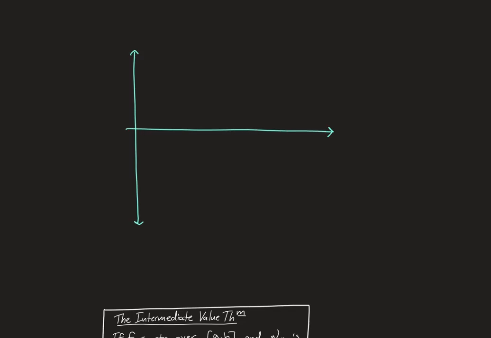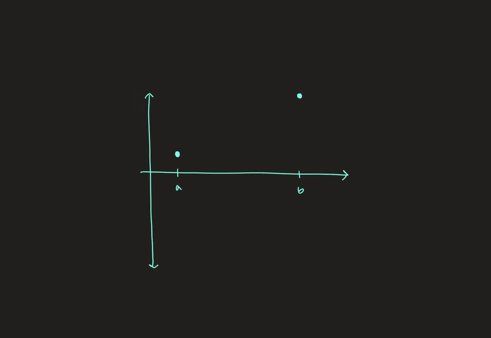Okay, so let's say I have a continuous function. Here's A, here's B. I know it has some sort of output at A, and I know it has some sort of output at B. And let's say I also have some sort of intermediate value, y star.